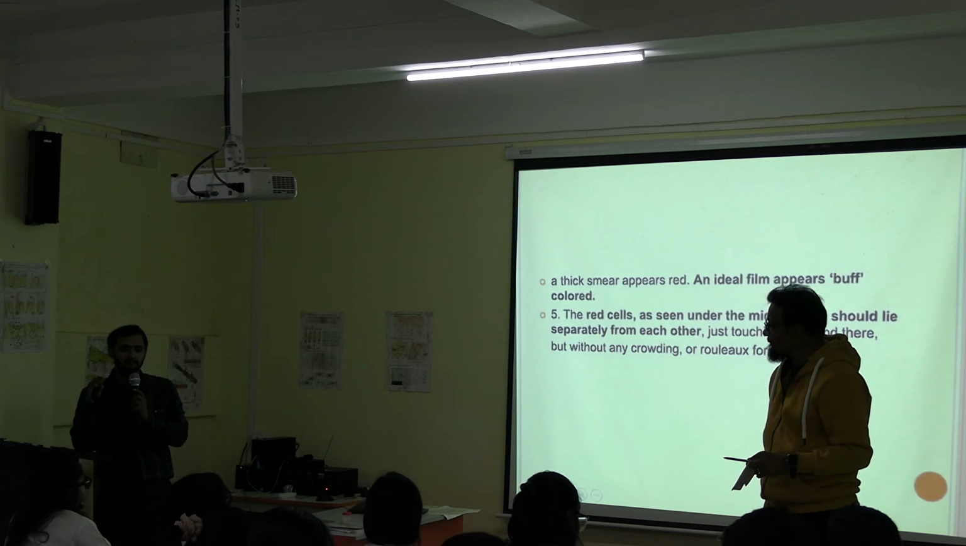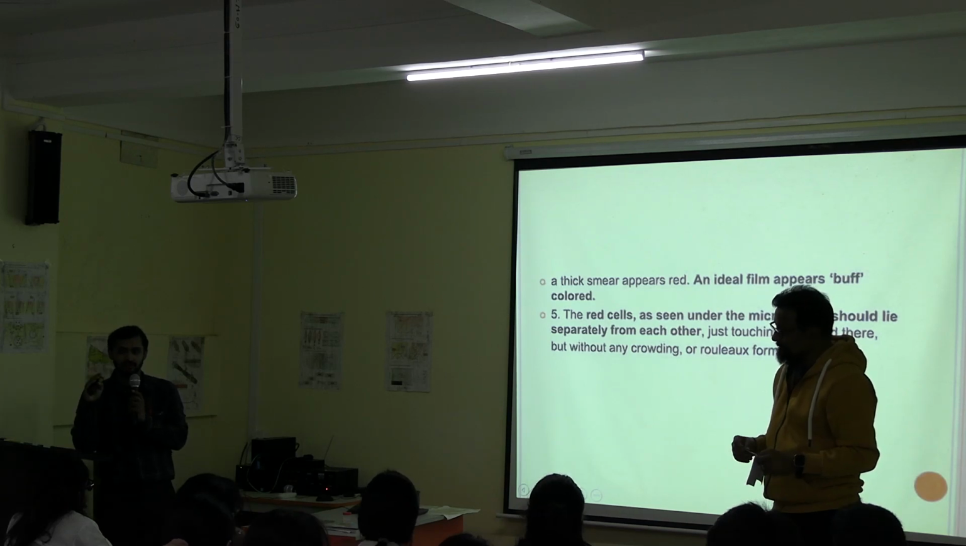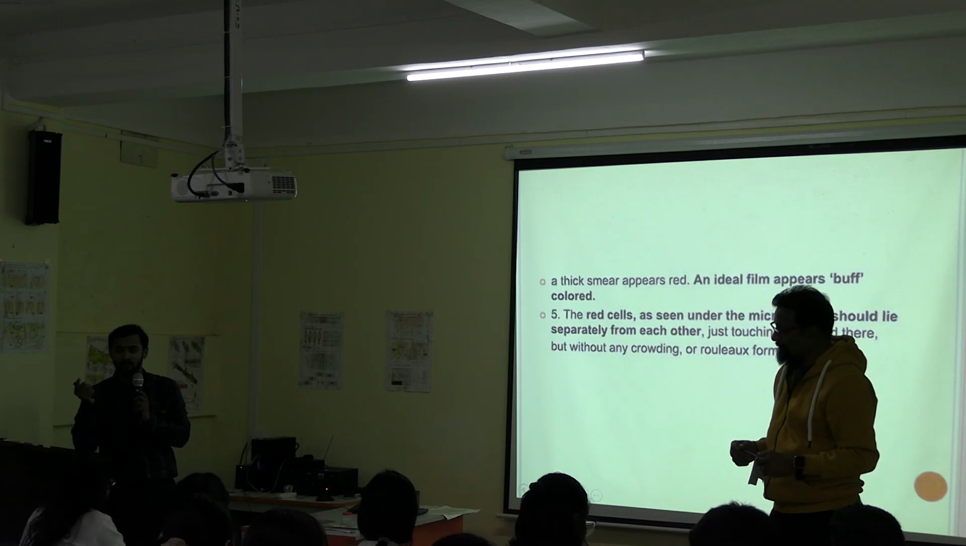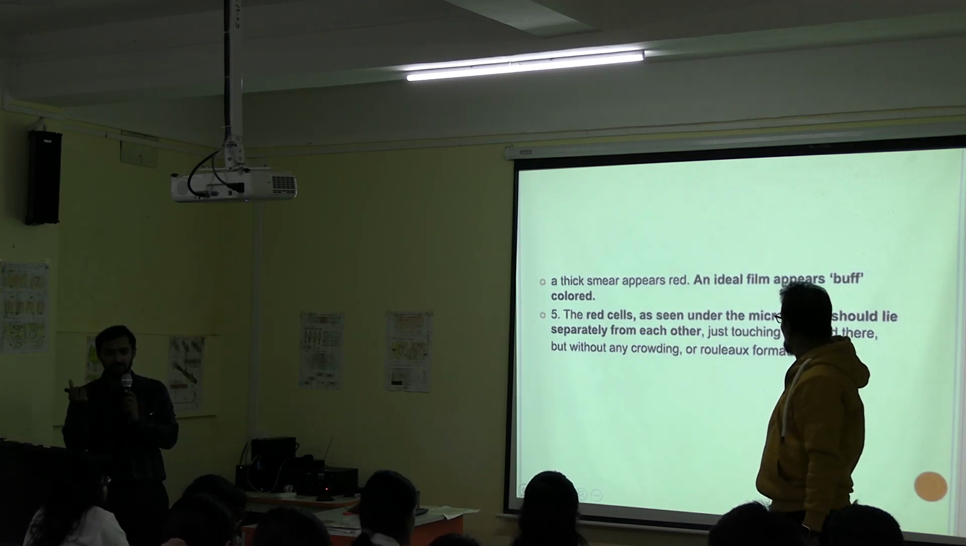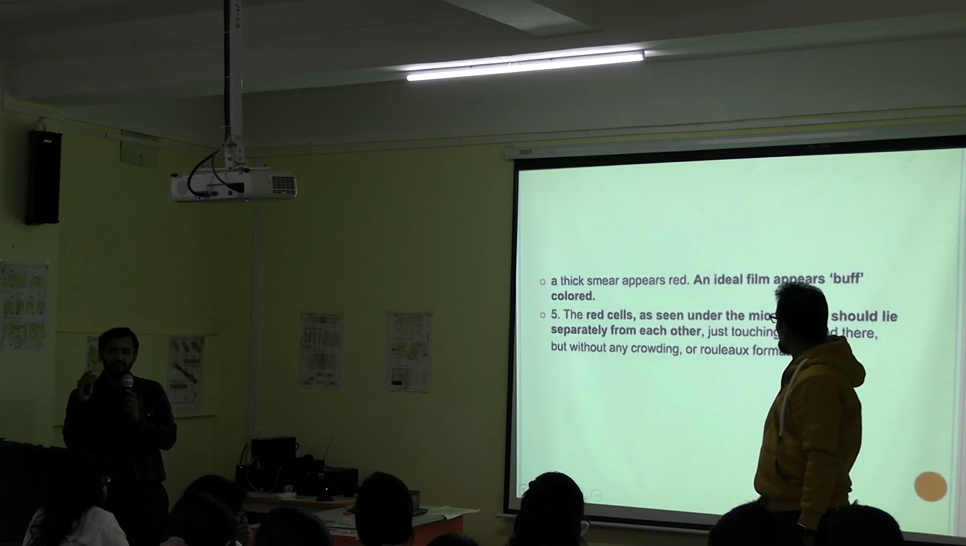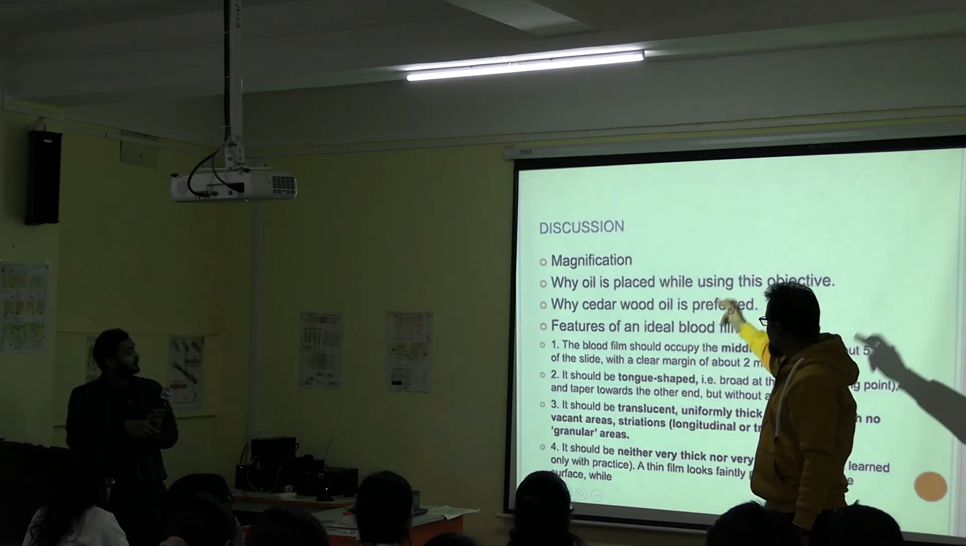You have to read how a peripheral blood smear looks like. What are the characteristics of a peripheral blood smear? There are 4 to 5 points. You read this part: how should a stained blood smear look? Ideally, it should be at least single layer thick. Yes, these are the points.